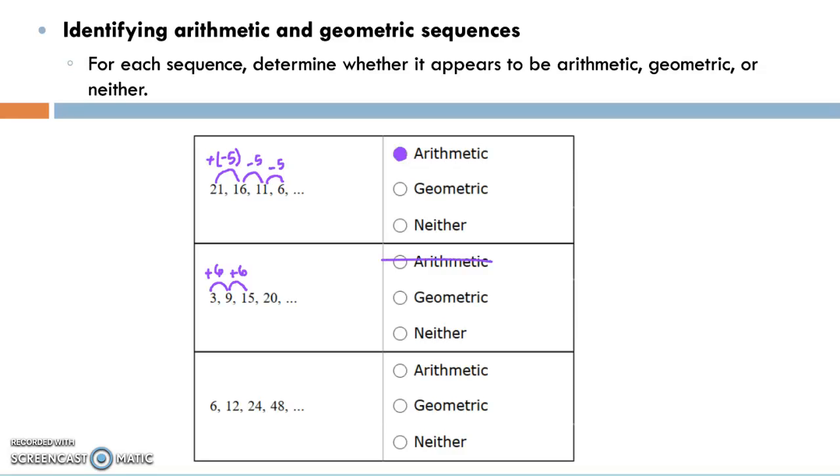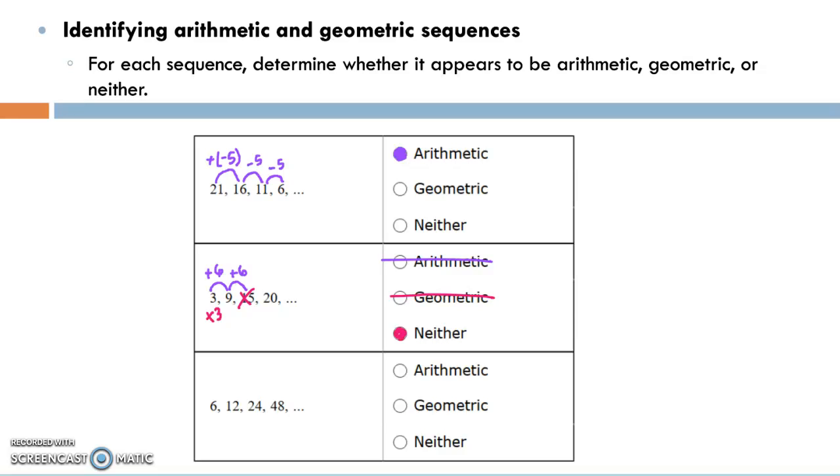For geometric, to get from 3 to 9, I need to multiply by 3. From 9 to 15, 9 times 3 is not 15, so it is not geometric. So in this case, we have a sequence that is neither.